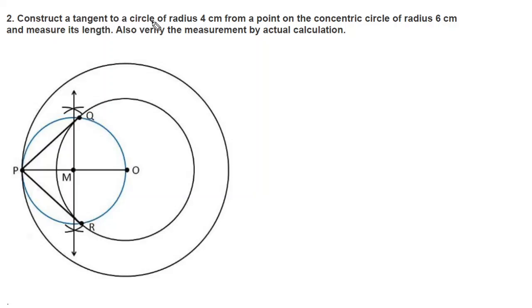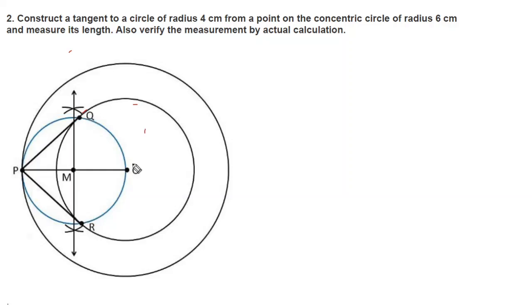Construct a tangent to a circle of radius 4 cm from a point on the concentric circle of radius 6 cm and measure its length. Also verify the measurement by actual calculation. So there are two concentric circles. So you can see in the figure here.